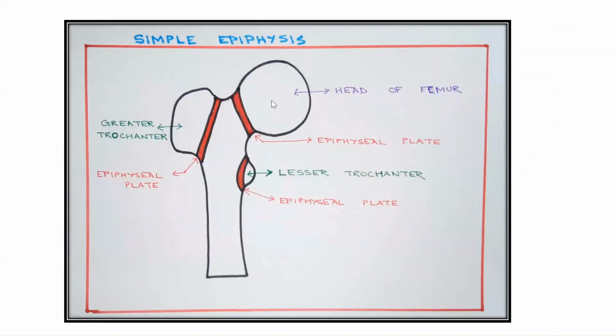So this is the head of the femur, greater trochanter, lesser trochanter, and these are separated by separate epiphyseal plates from the diaphysis or the shaft. So the head of the femur unites with the diaphysis by a separate epiphyseal plate. Same with the greater trochanter and the lesser trochanter. So this is a case of simple epiphysis.